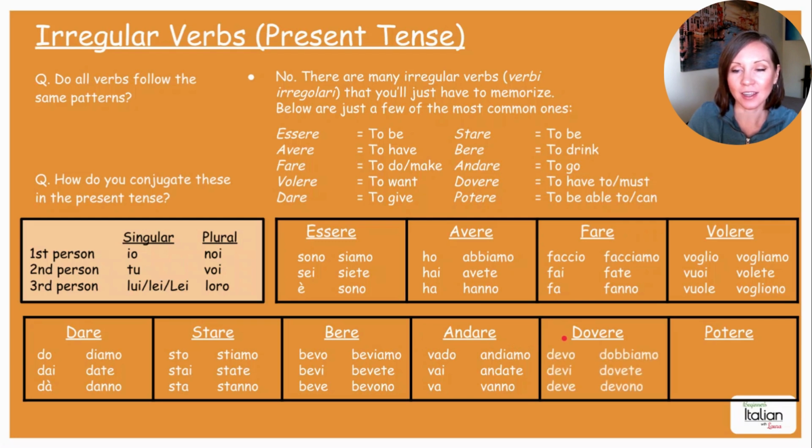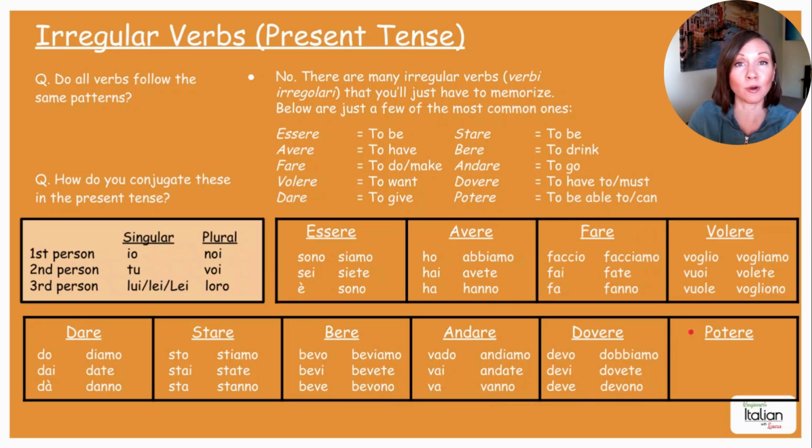Dovere. Devo, devi, deve, dobbiamo, dovete, devono. Okay, this one is very similar to bere, just because you've got the same endings here. Devo, devi, deve. Okay, bevo, bevi, beve. This one's a little bit different: dobbiamo from beviamo. But then these are the same. So dovete, bevete, devono, bevono.